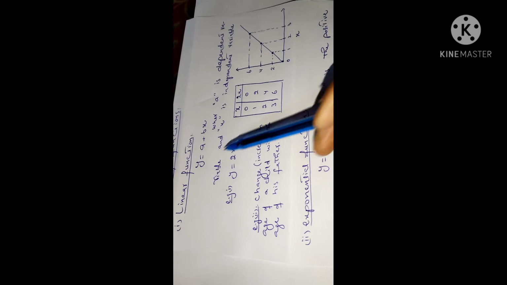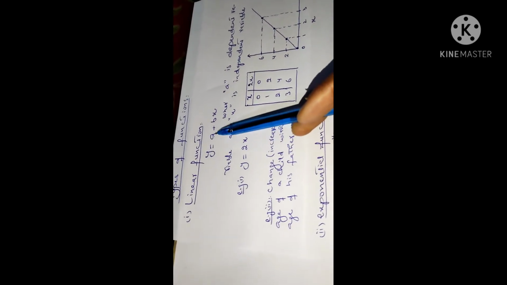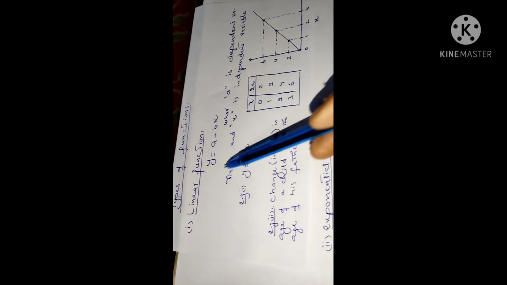Okay, so here is the representation of linear function. y is equal to a plus bx. When one variable changes with the next variable in a linear way like this, then we say that this situation is an example of linear function.